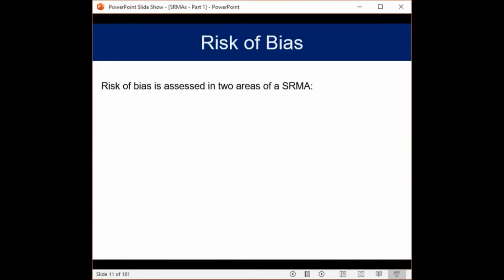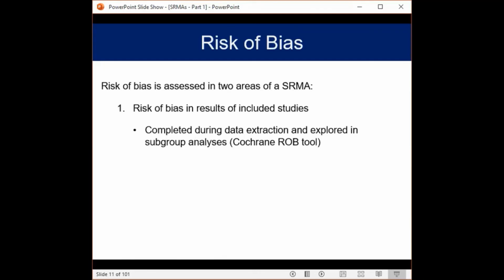It is important to understand the quality of your data. High quality data, which is low in bias, is closer to the truth, which we're trying to determine. Conversely, lower quality data is high in bias and thus deviates from the truth, so should be interpreted more cautiously. There are two areas in a SRMA where risk of bias should be assessed. One is the assessment done on each individual study included in the SRMA to assess the study quality. As discussed earlier, this can be done using assessment tools such as the Cochrane Risk of Bias tool for trials.